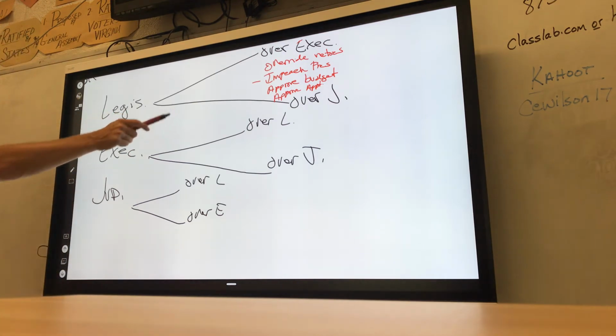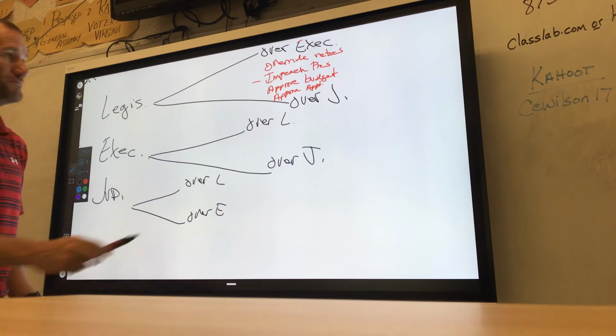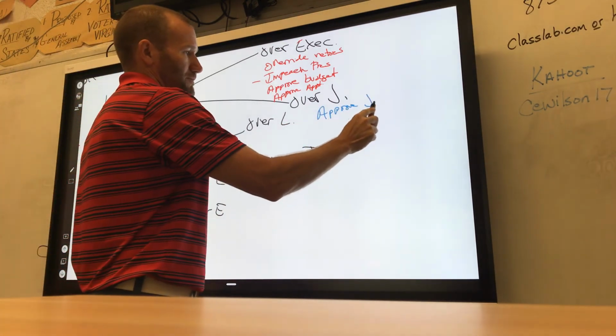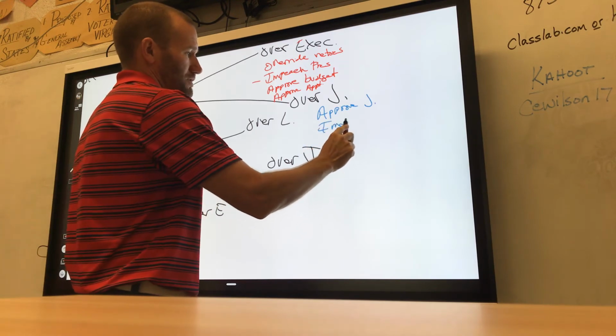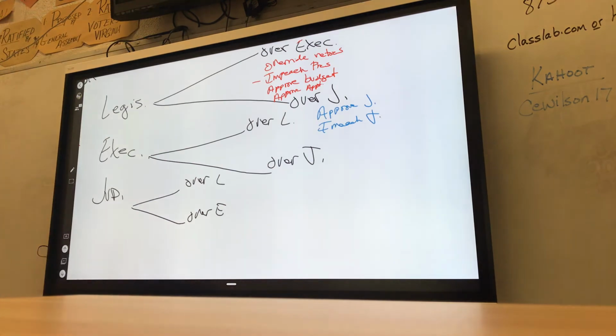Okay? What can the legislative do to the judicial? Approve judges, and impeach judges. They vote yes or no to them, or they can kick them out of office and remove them.